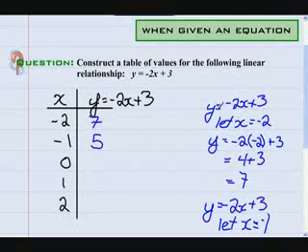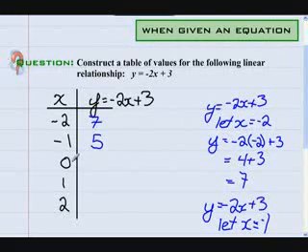Now, if they just ask to create a table of values and you have difficulty substituting and working with integers, then I would suggest that you do what I've done here on the side and write everything out to make sure that you don't make any mistakes. However, if you're good at substituting and working with integers in your head, you can just simply perform all these operations as substitution in your head.